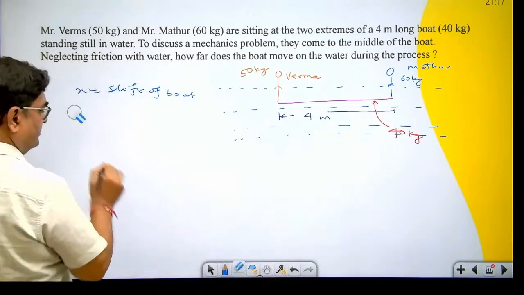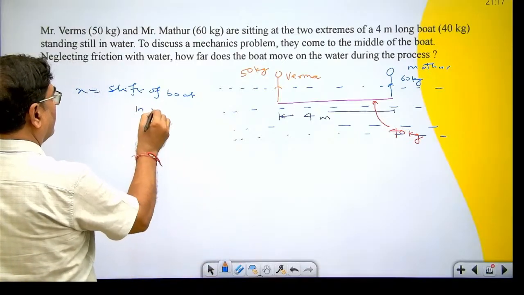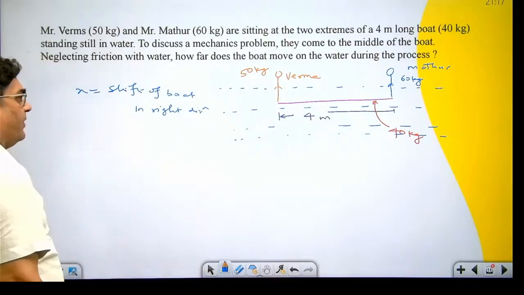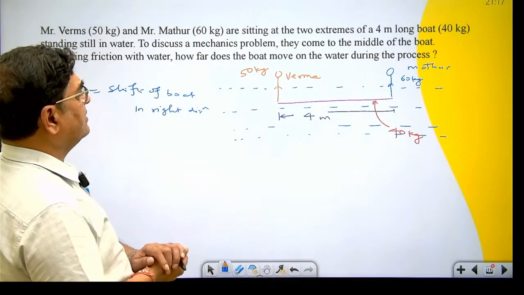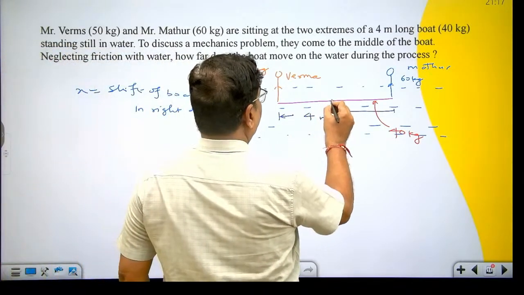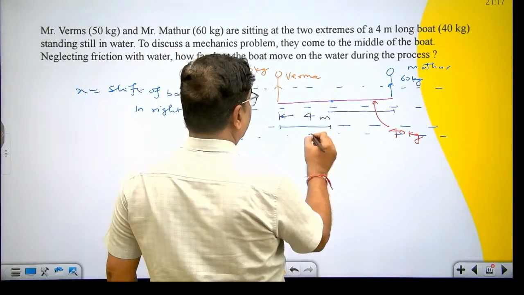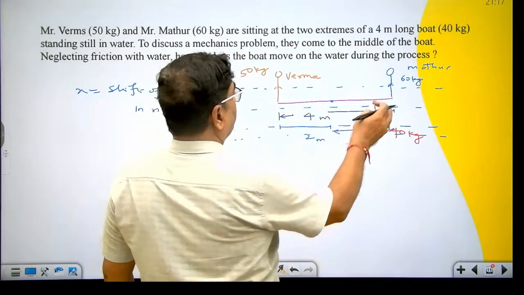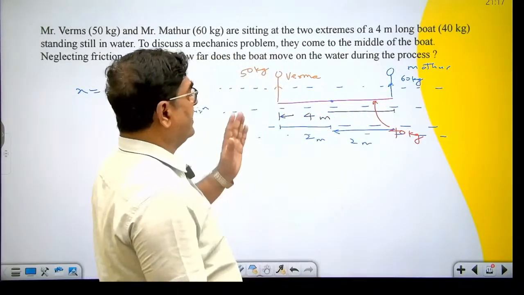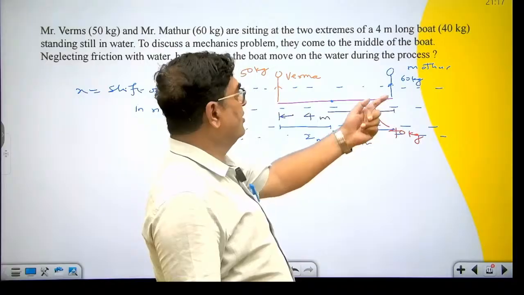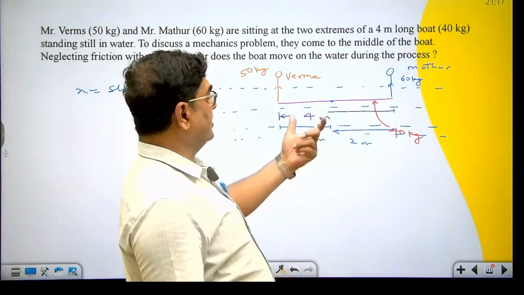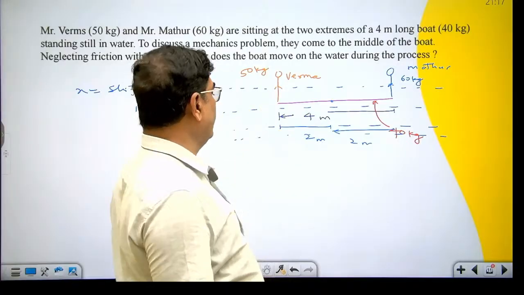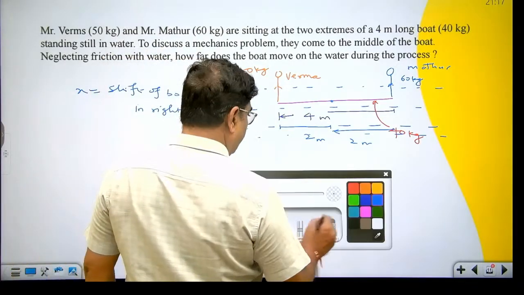In the right direction. Now we will apply our common equation. This is 2 meter. This is also 2 meter. In the ground frame, because we are assuming that the boat is shifting by distance x, the displacement of Mathur in the ground frame will be 2 minus x. Displacement of Verma will be 2 plus x. Okay, now we can write the equation. Very simple to solve now.